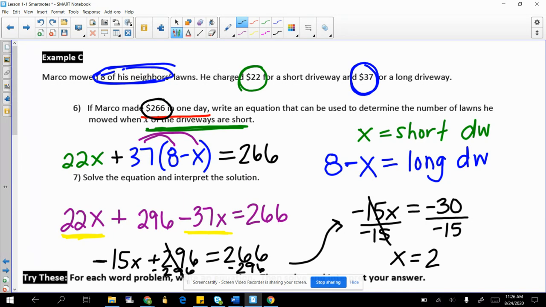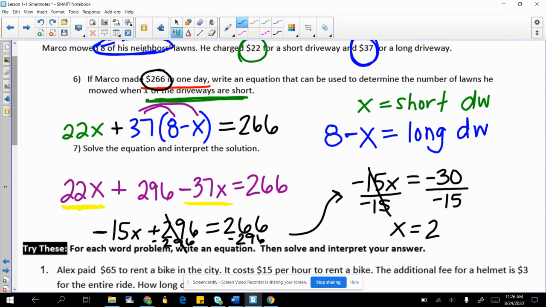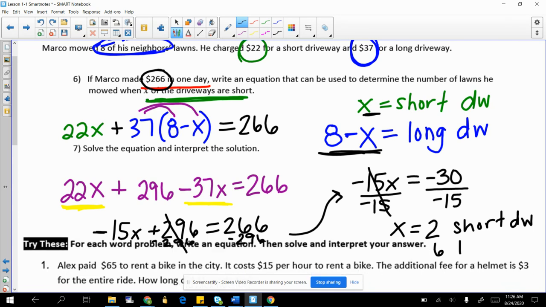Now, keep in mind, part 7 here, yes, you've solved for X, but it also says to interpret the solution. So when we get X equals 2 as our answer, remember what X equals? It means short driveways. So that means he would mow 2 short driveways. And then remember, to figure out long driveways, you just have to do 8 minus 2, or 8 minus X. So that would mean 6 long driveways. And that's your answer.